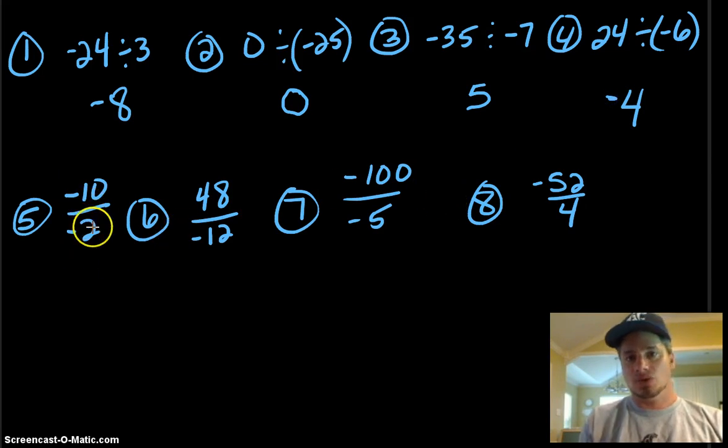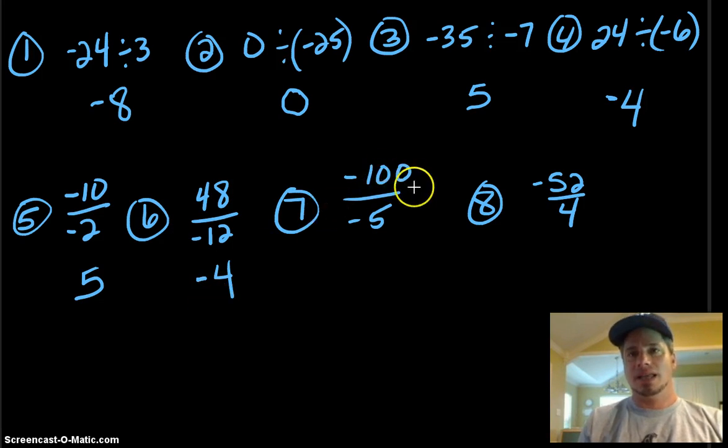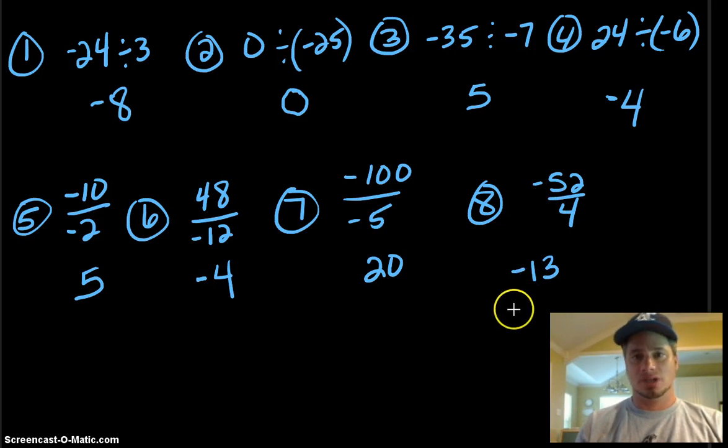Number 5, again, these are quotient problems, even though they're fractions. It's still a quotient problem. Negative 10 divided by negative 2 is positive 5. I've got two negatives, I get a positive answer. 48 divided by 12, well, that is 4. I've got one negative, so I get a negative answer. Number 7, negative 100 divided by negative 5. What's 100 divided by 5? Well, that's 20. I've got two negatives, so it's a positive 20. Number 8, negative 52 divided by 4. Well, 4 goes into 52 13 times. I've got one negative, so it's a negative 13.